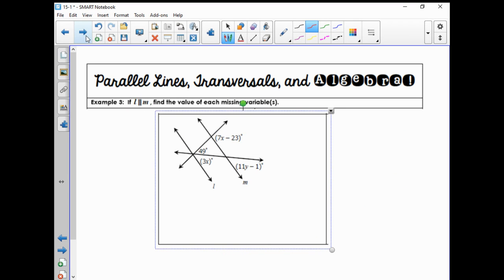We have, beautiful picture. Again, they tell us these two lines, so these are my parallel lines right here. Those are the ones that are parallel. Now there's lots and lots of stuff going on here, but let's look at what involves our x's first.